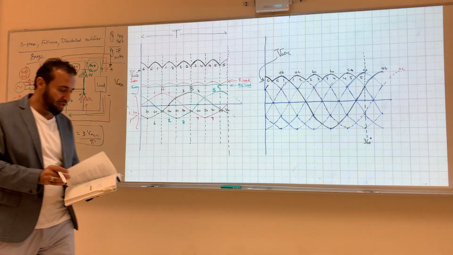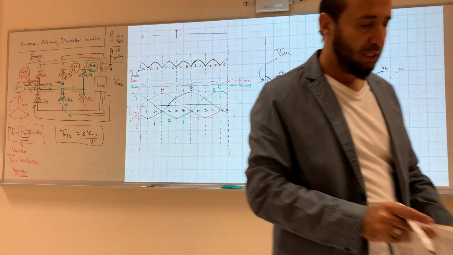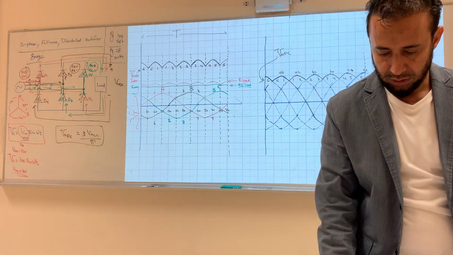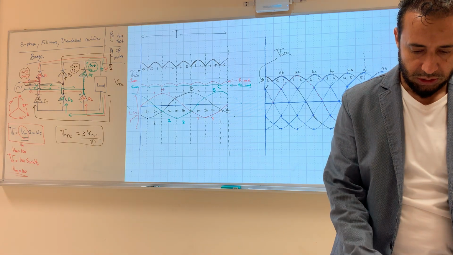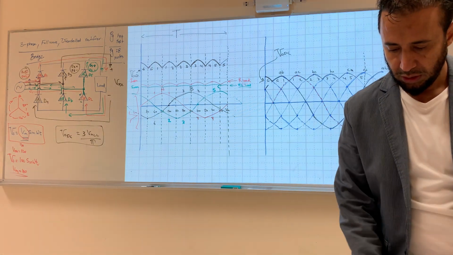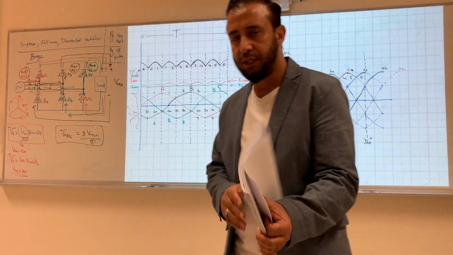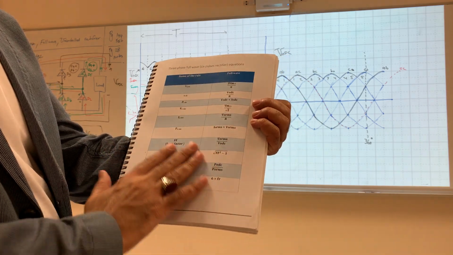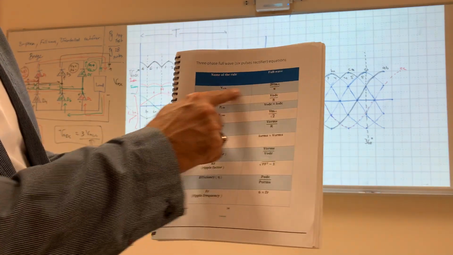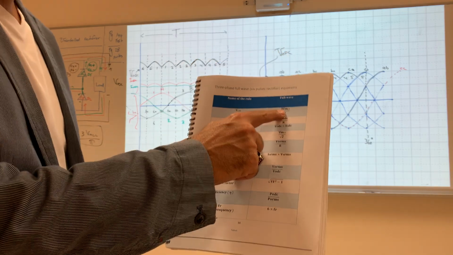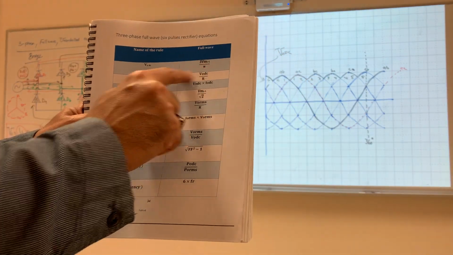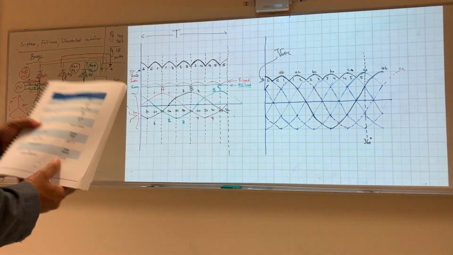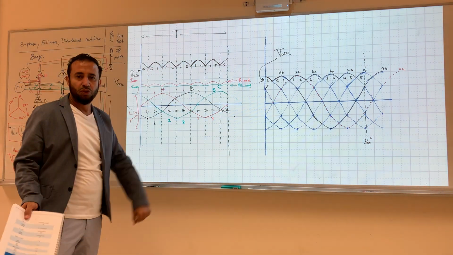You can see the equations in your notes on page 34. Everything will be the same except V out DC, which equals 3 V max line to line divided by pi, and also the ripple frequency. Now we will have 6 times 60 because we will have 6 pulses.